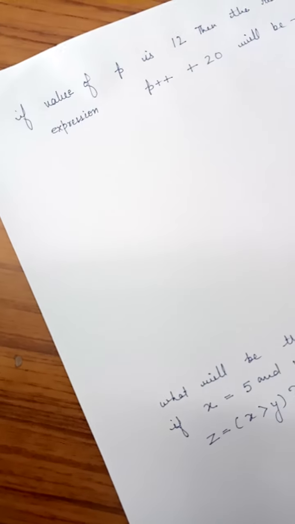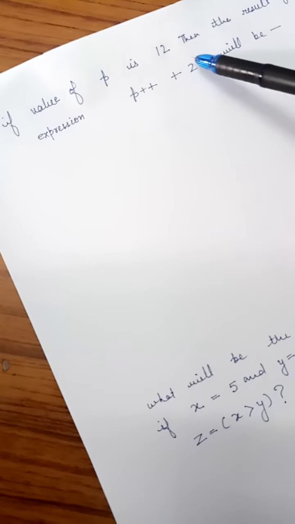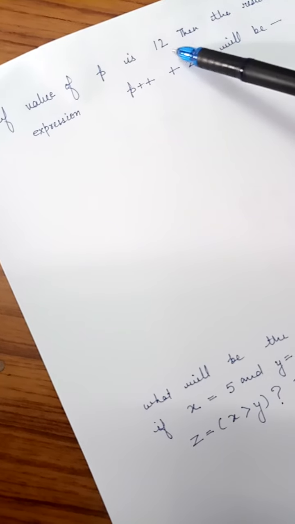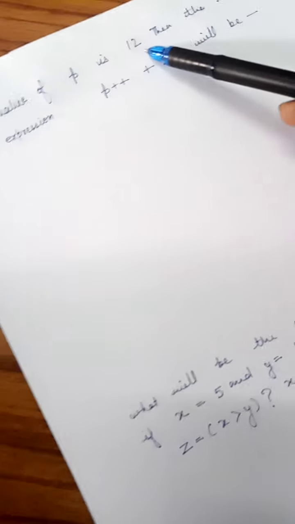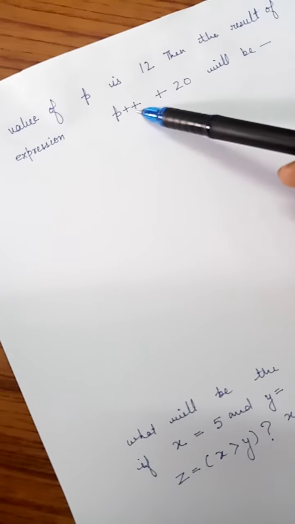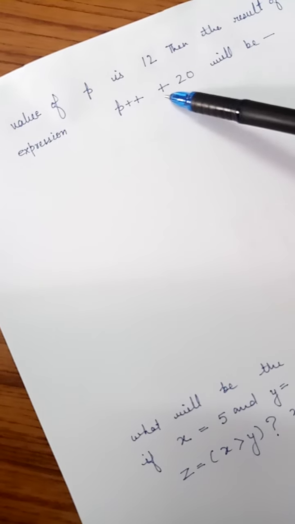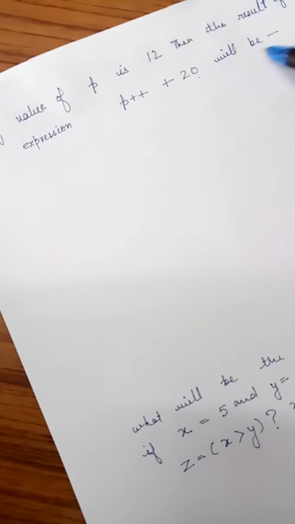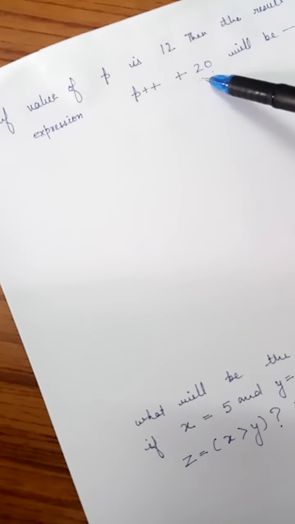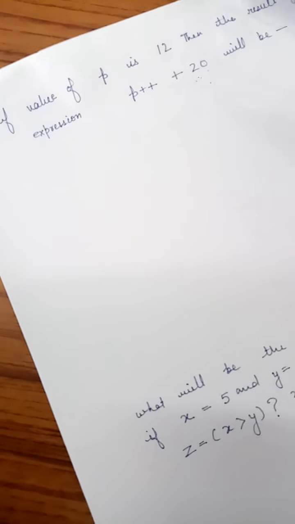Now, suppose the question is: the value of p is 12. You have been given the value of p. P is initially 12. Then the result of the expression p++, this is the post increment operator, plus 20. What will be the output of this? What will be the value of this expression?